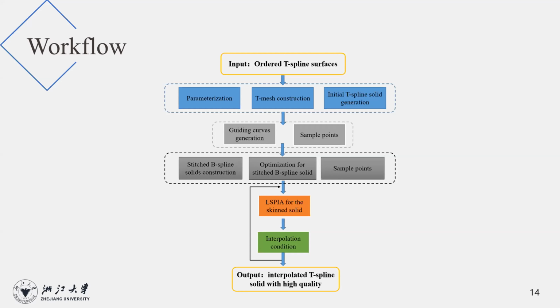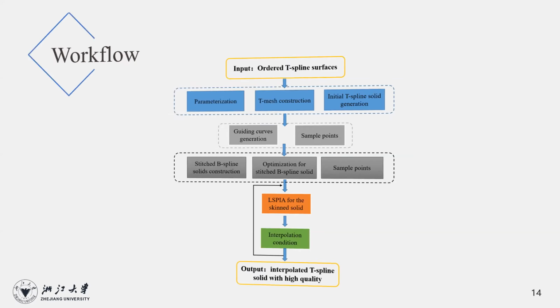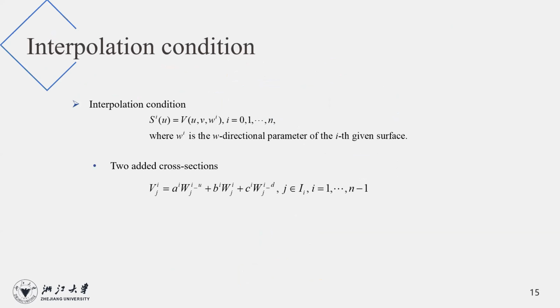In this study, 2 intermediate cross sections are added between the given cross sections to construct a T-mesh, so that the skin T-spline solid can achieve high quality. Similar to the surface skinning case, we can deduce the interpolation condition for the skin solid.